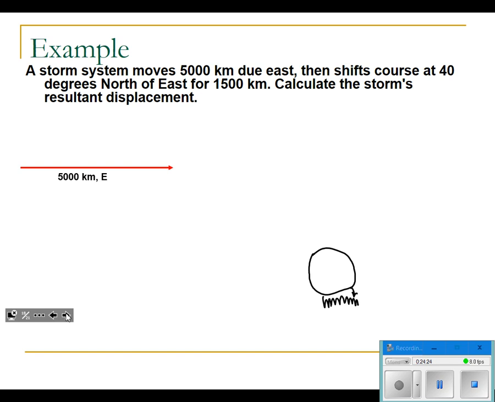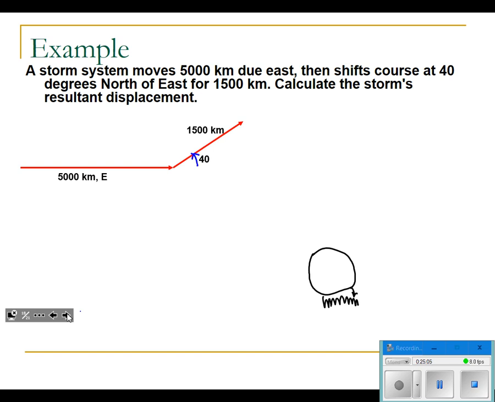So at the very tip of this one that I just drew going east, I'm going to draw a compass rose. Okay, because now I'm going to have to do an angle from this location. So I'm going to do 40 degrees north of east. So I'm going to measure up into quadrant 1 from my compass rose, and I'm going to go 1,500 kilometers. So it's going to be like that. Okay, so then when I take away my compass rose, I look like this right now. And I have an angle drawn here of 40 degrees up like this.